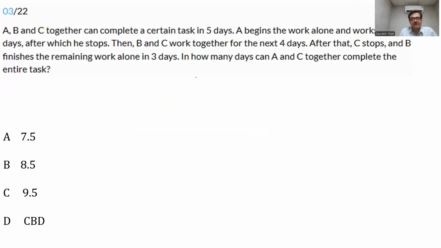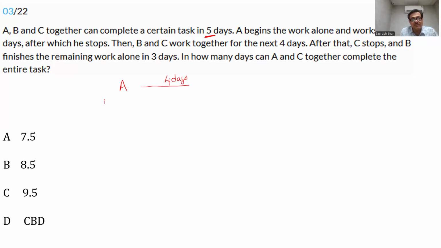Okay, next question. Read again carefully. A, B, C together can do it in 5 days. All of them working together in 5 days. Now, A begins the work alone and works for 4 days. So, A has worked for 4 days.